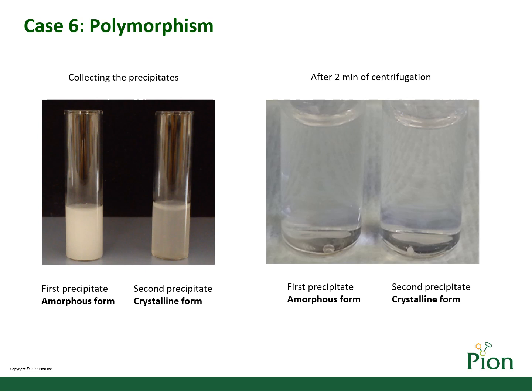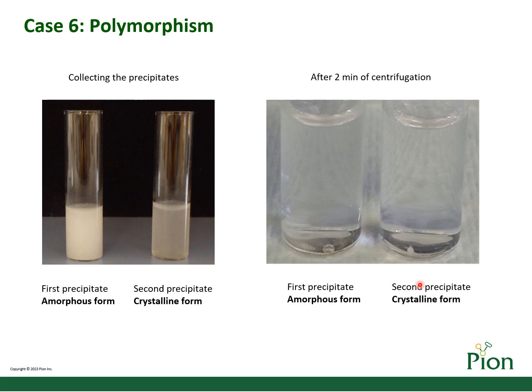This slide shows the two precipitates collected, the first precipitate and the second precipitate. The precipitates were centrifuged for 2 minutes, and if you carefully observe, we have here what appears to be an oil drop, which is coming from the first precipitate, the amorphous form, and a particle which is coming from the second precipitate, the more crystalline form.